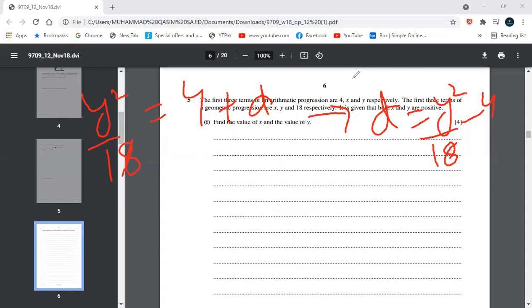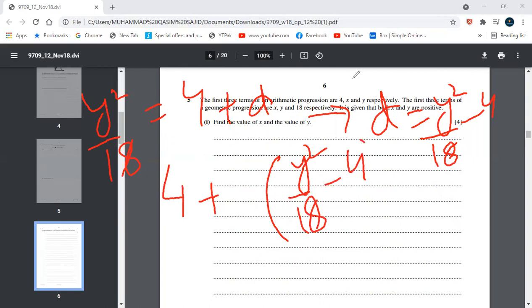Yes, sir. So the next one is the difference. So it must be 4 plus the value of d, which is y square upon 18 minus 4, that is 2d, 2 times d equals y. Here I computed this value, as we know that for arithmetic progression, the first value is 4, second is x, and third is y.